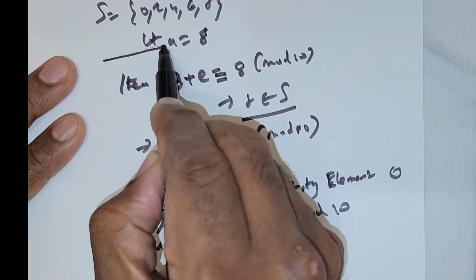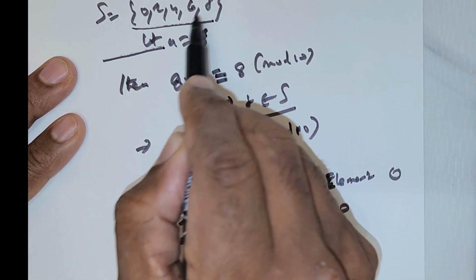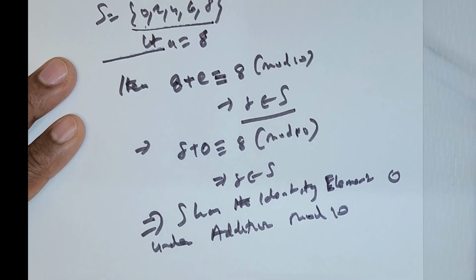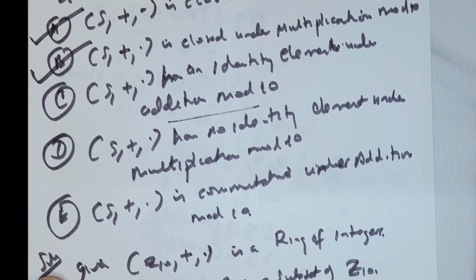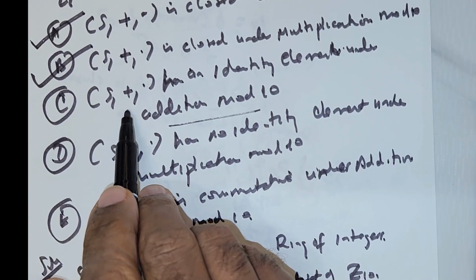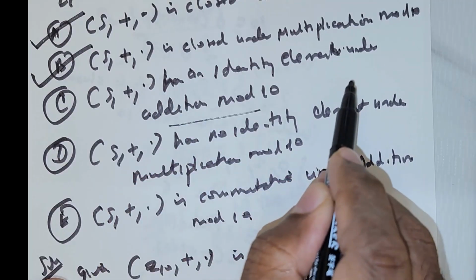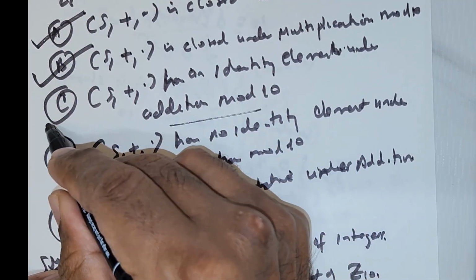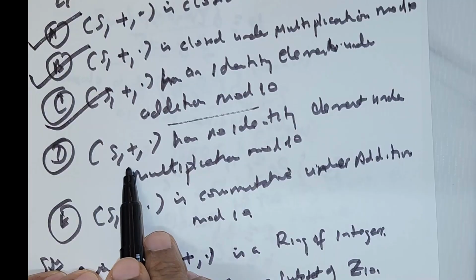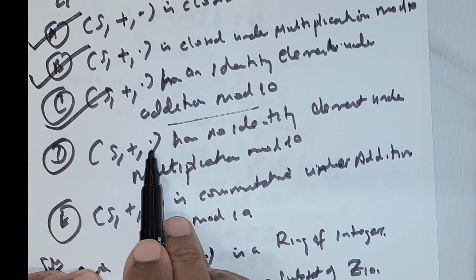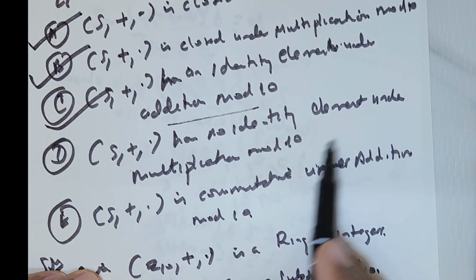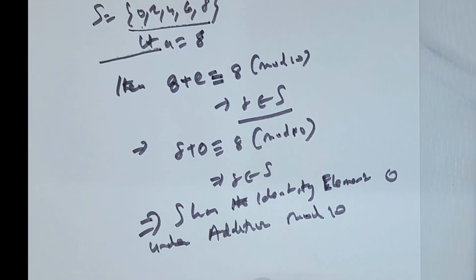S clearly has 0 there. So the identity element is present. So let's go and check the solution list. S under addition and dot has an identity element under addition mod 10. Yes, true indeed. Now S under addition and dot has no identity element under multiplication mod 10.